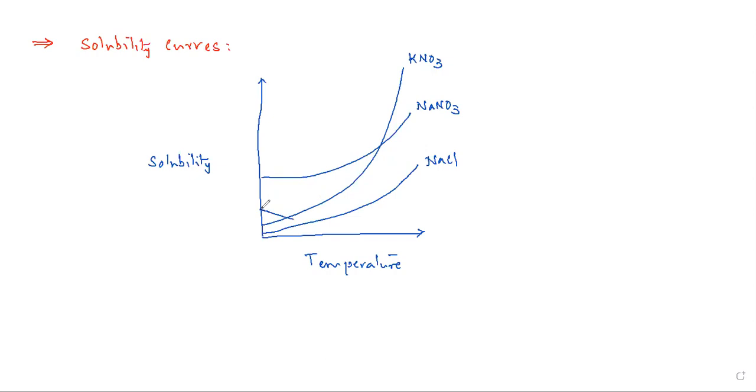Then this is ceric sulfate. In this case, I mean, in case of ceric sulfate, the dissolution process is exothermic. So the solubility is decreasing with increase in temperature.